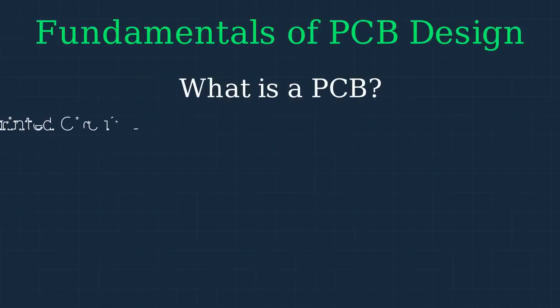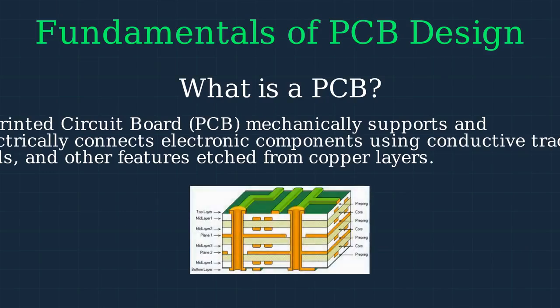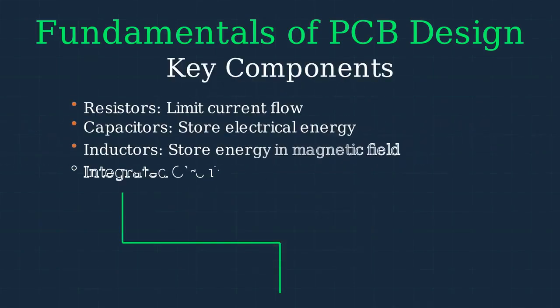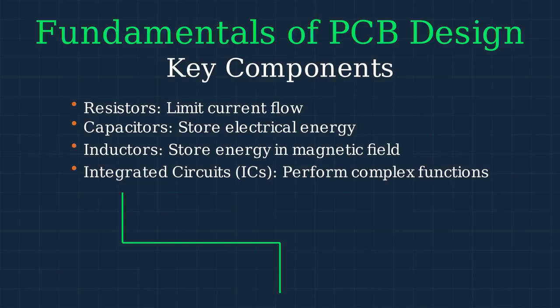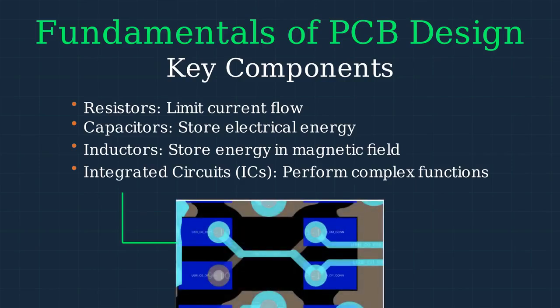A printed circuit board, or PCB, mechanically supports and electrically connects electronic components. PCBs consist of conductive tracks, pads, and other features etched from one or more laminated copper layers onto a non-conductive substrate. Key components you'll encounter in PCB design include resistors, capacitors, inductors, and integrated circuits. Here's an example of a PCB layout showing traces connecting various components.